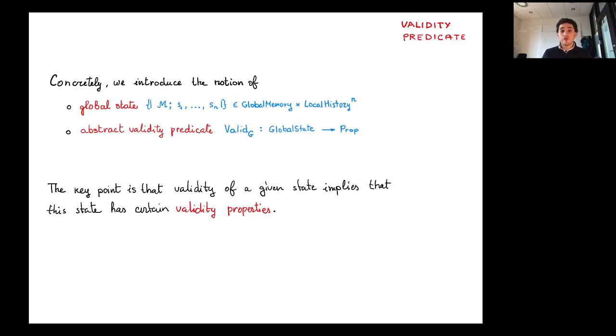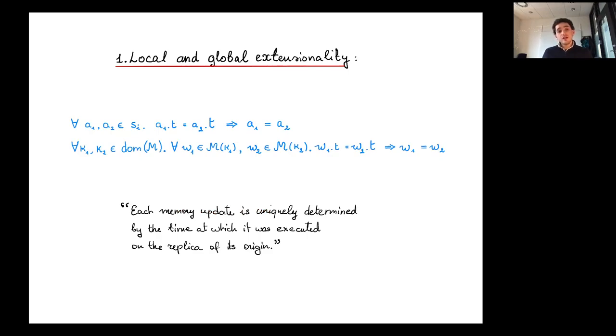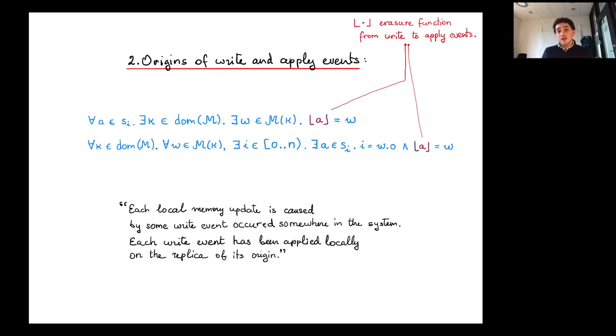Concretely, we introduce a notion of a global state that ties together the abstract global memory and all local histories. We also introduce an abstract validity predicate on global states. The key point here is that the validity of a given state implies that the state has some important properties. For instance, in a valid state, each memory update is uniquely determined by the time at which it has been executed on the replica of its origin. At the same time, in a valid state, each local memory update must be caused by some write event that occurred somewhere in the database. Conversely, each write event must have been applied at least locally on the replica of its origin.